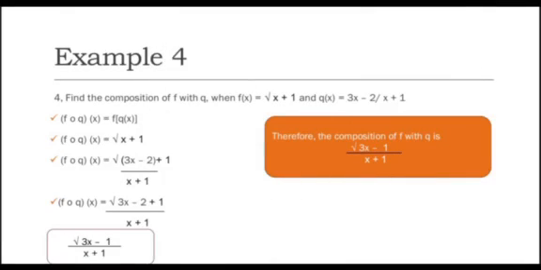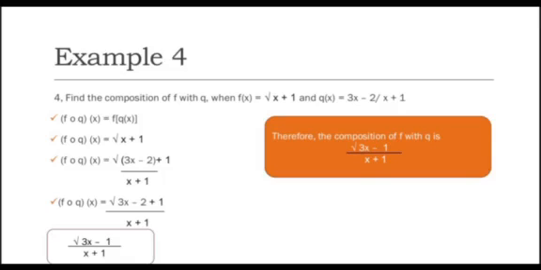Moving on, example 4. Find the composition of f with q when f function is equals to square root of x plus 1 and q function is equals to 3x minus 2 over x plus 1. This equation also has a square root in the dependent function. Let's now answer this example.